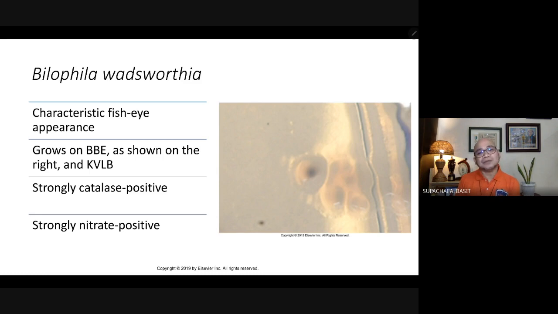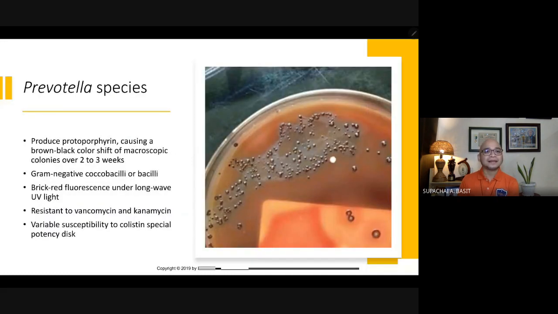Okay. And then we also have the Bilophila wadsworthia. So the one that is noteworthy to mention here is the fish eye appearance of the colonies. And they can grow on BBE, okay, and KVLB. They are strongly catalase positive and strongly nitrate positive. Okay, Prevotella can produce protoporphyrin. So that is the reason why there is a brown-black color shift of macroscopic colonies over 2 to 3 weeks.